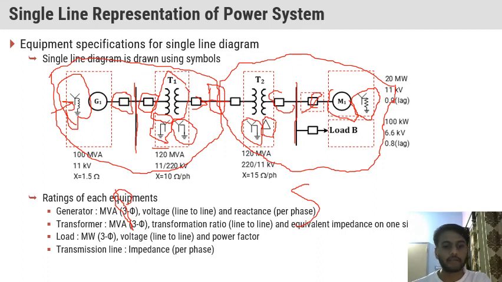And voltage, what is the generated voltage? 11 kV. Then its reactance is 1.5 ohm. Then we have ratings for the transformer also. In the transformer we have a transformation ratio, line to line. Always in a single line diagram, you might be given the voltage rating of both sides. 120 MVA is the capacity of that transformer, and this is the primary and secondary side voltage, and this is its impedance, or you can say reactance.